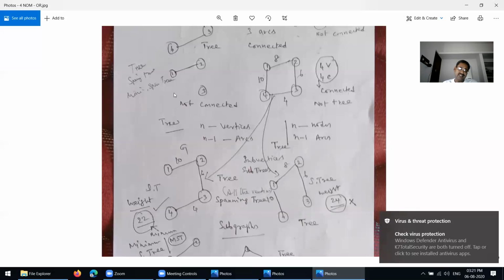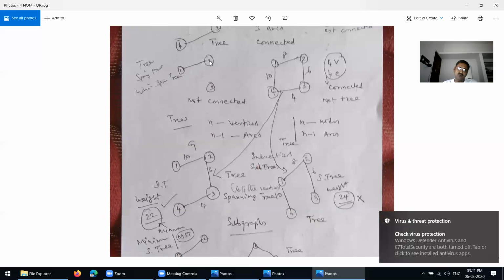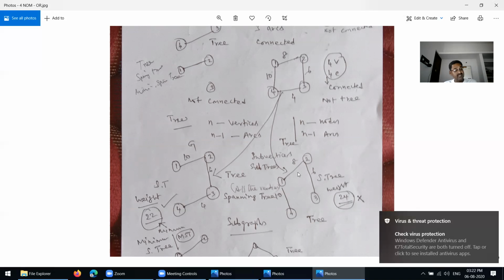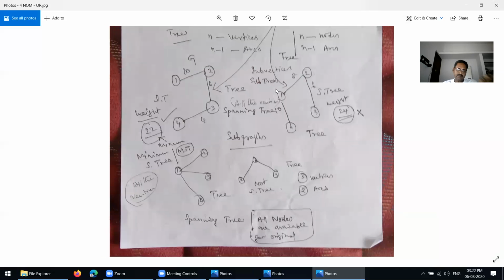You understand or not? This one is not connected. First 1, 2, 3 nodes. The first 2 are connected. This one is not connected. Therefore, this one is not connected. You understand? So, what do you mean? Graph and then tree. Next, we have to find the spanning tree.